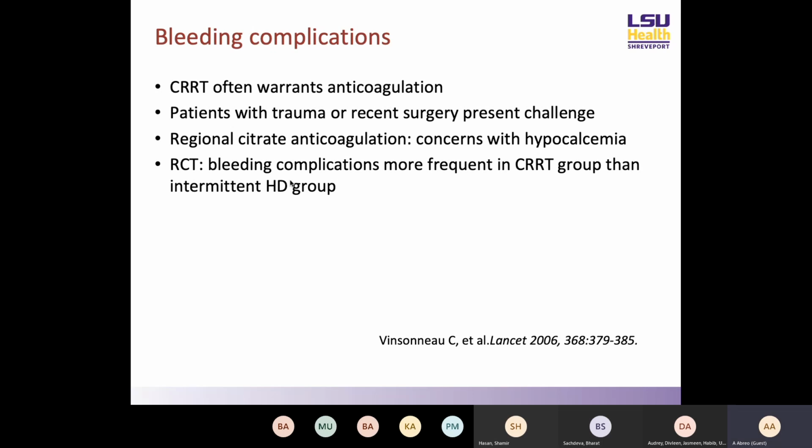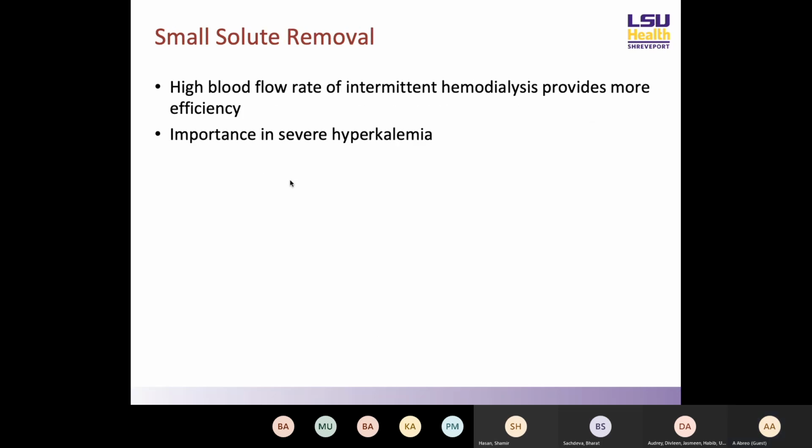There are bleeding complications. CRRT often warrants anticoagulation, so you can see challenges with bleeding. Citrate anticoagulation can lead to hypocalcemia. I mean, it's supposed to cause hypocalcemia, but then you give an infusion of calcium. But even despite that infusion, you're always trying to titrate to the calcium. So there are some practical challenges with CRRT as well.